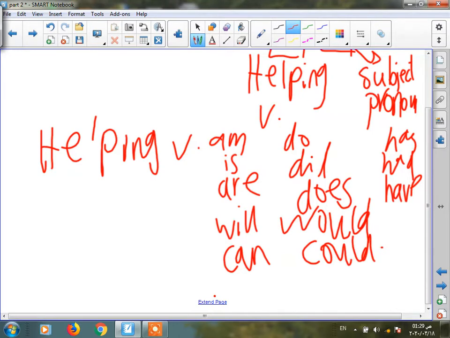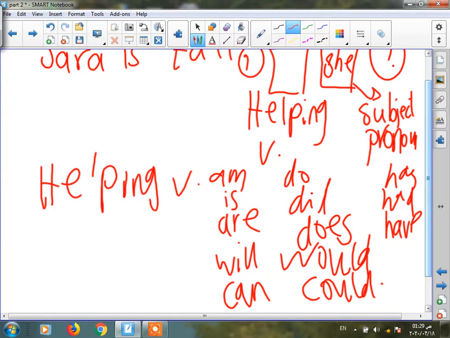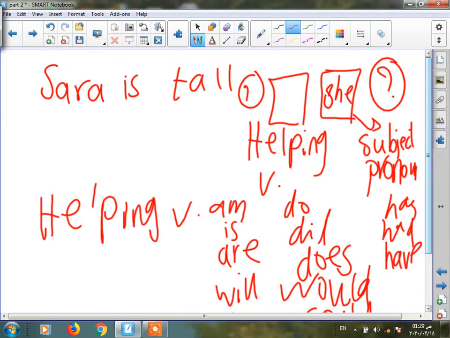Note number 2, if you have a positive sentence like the one we have on the board, Sarah is tall, is a positive sentence. You have to write the tag here as a negative one, so we are going to take the verb is here as isn't.